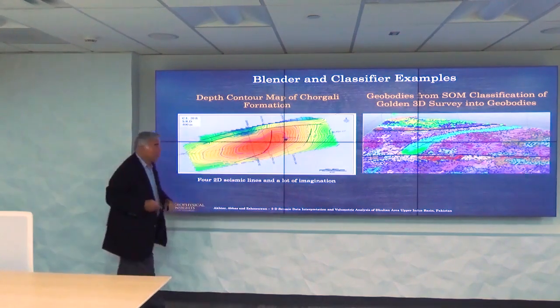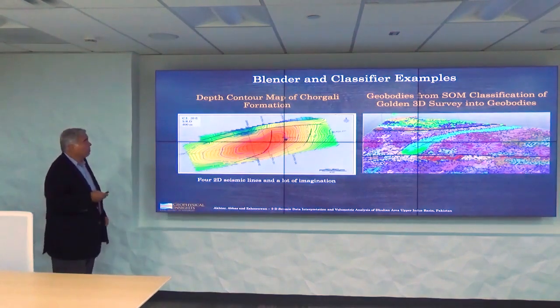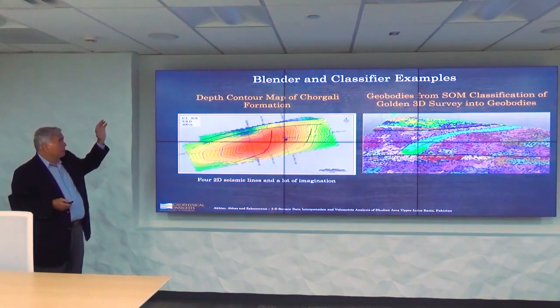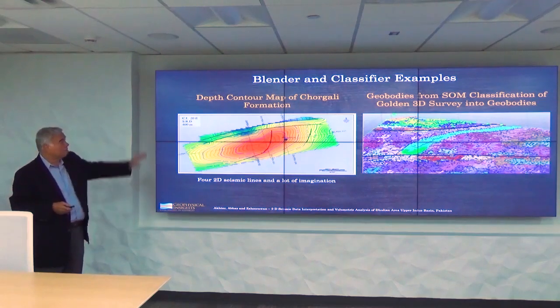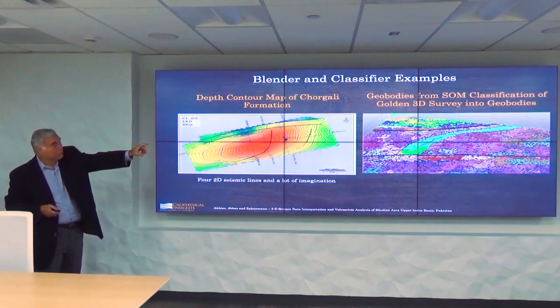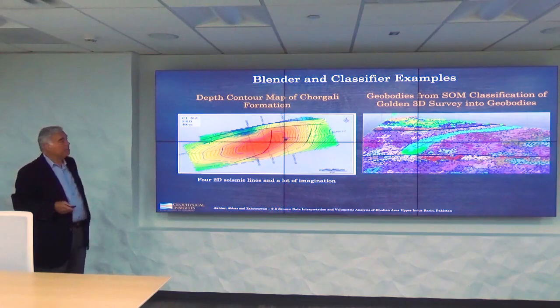Okay, so I want to compare that with the basic sort of processing and thinking that was done for interpretation back in the old days with what's being done today. And these are the geobodies using machine learning classification.